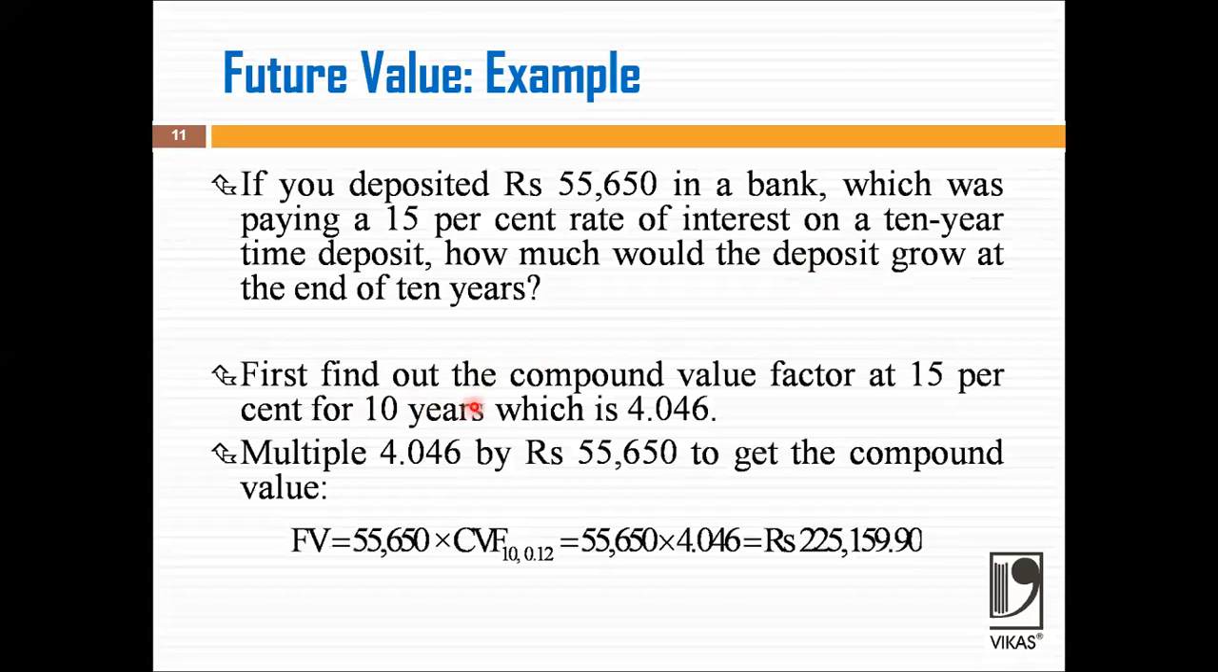First, find out the compound value factor at 15% for 10 years, which is 4.046. Multiply 4.046 by principal amount to get the compound value. Anyhow, the answer was 225,159.90. Right, we will work out on usual basis.